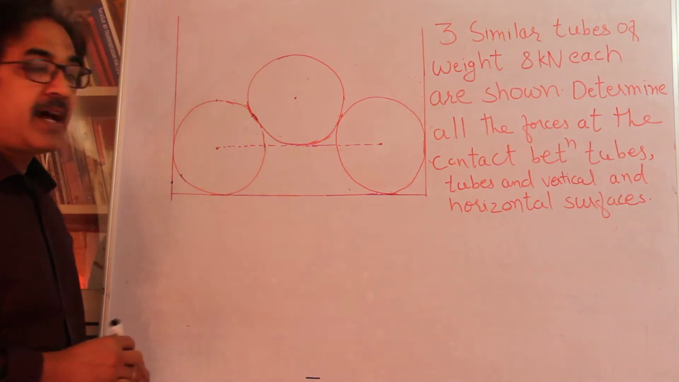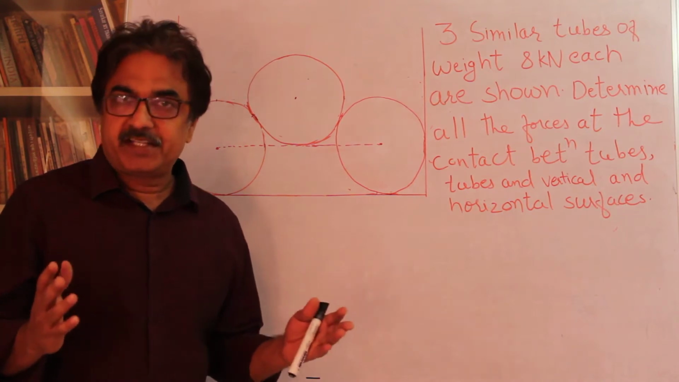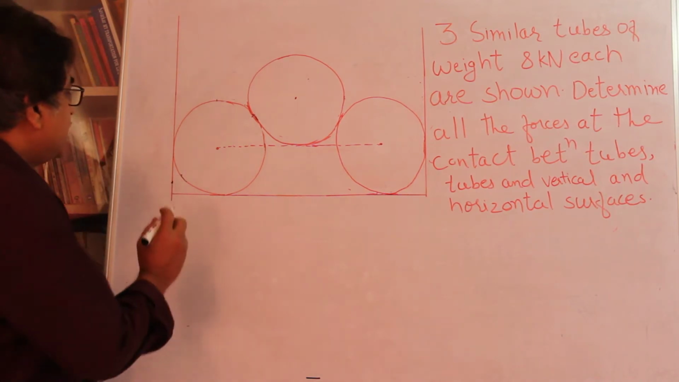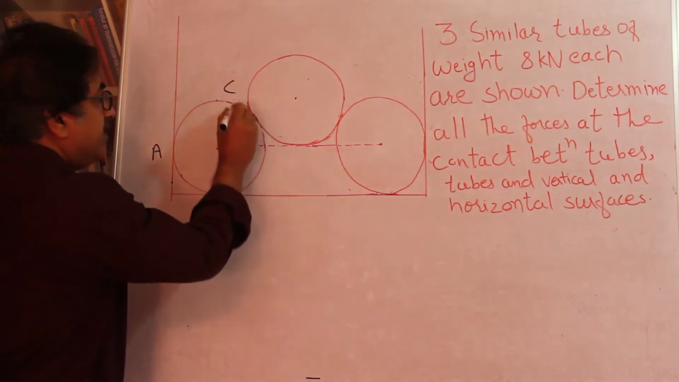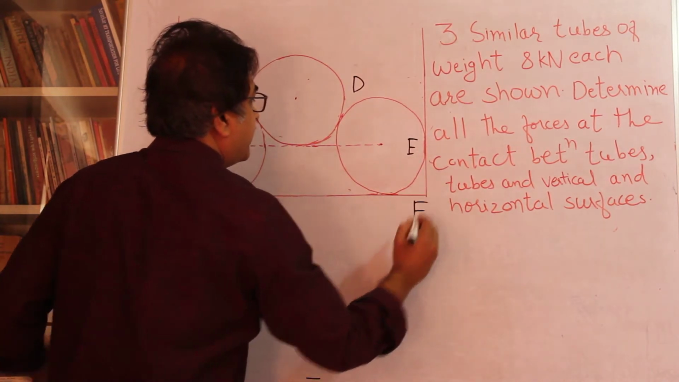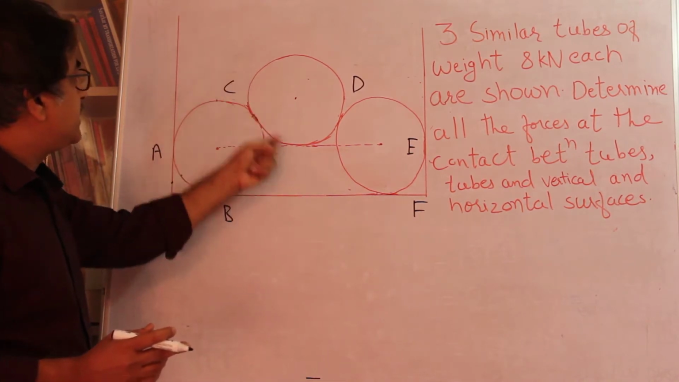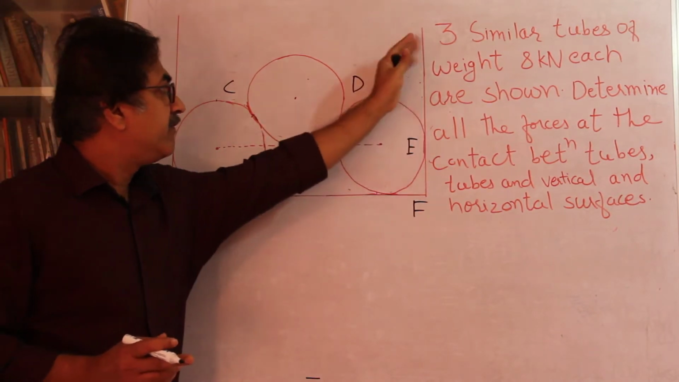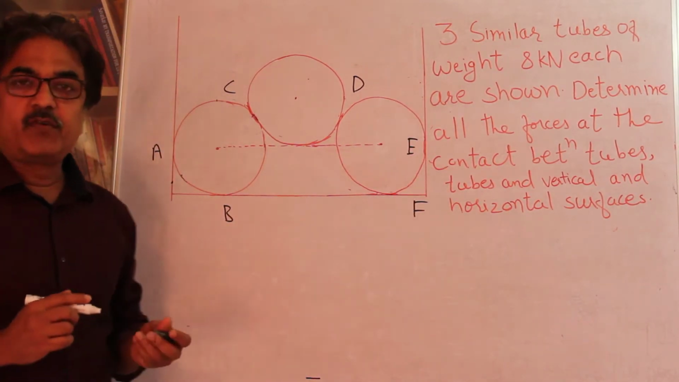And what are you asked? You are asked to find out the forces at all the contact points. So what are the contact points? Let's say A, B, C. This is D. Here it is E and F. So we want to find out the forces at B, A, C. That means the contact points between these two tubes, between these two, and the contact point with the tube and the vertical wall. These are the forces which we want to find out.